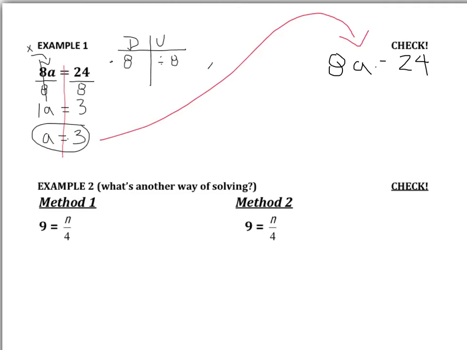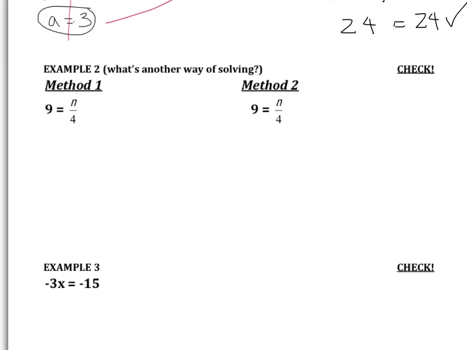So, 8. Now when I substitute, I want to use parentheses, because I want to remind myself that 8 and a are being multiplied. A is 3, so 8 times 3. Let's see if we get 24. 8 times 3 is 24. Because I got 24 on both sides, that means I'm correct, and my answer must be a equals 3.